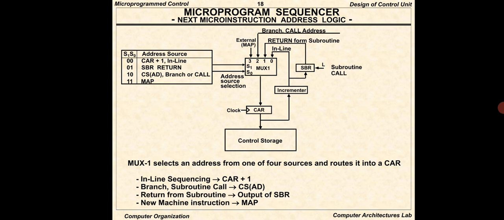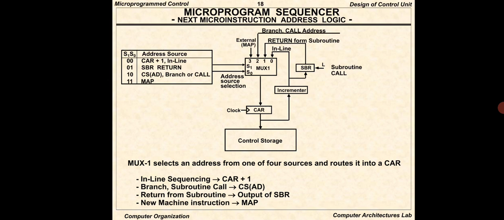Now the micro program sequencer: how are we going to generate the next micro instruction address logic? If you look here, I am having a multiplexer MUX1. In this we are going to have 2 status pins, S0 and S1, which are used for the selection of your sequencer. If S1 and S0 is 0 0, it is an inline sequencing. Inline sequencing means your control address register value should be incremented by 1. Next, if it is 0 1, it is SBR return, that is nothing but a subroutine program return.